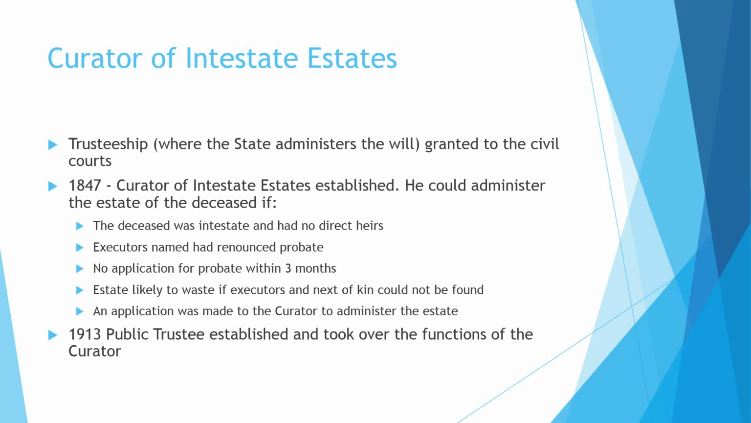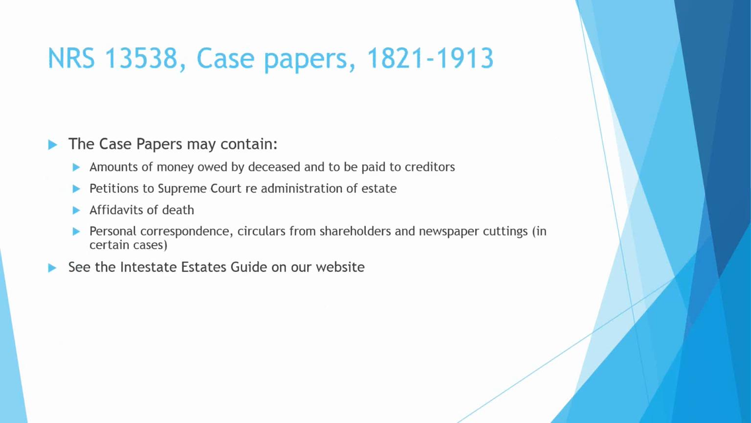If the executors had renounced probate, so for some reason they weren't going to do it. If no one had applied for probate within 3 months, if the estate was likely to go to waste, if the executors and next of kin couldn't be found. So then they could make an application for the curator to administer that estate. In 1913, the Office of the Public Trustee was established, and that office took over the functions of the Curator of Intestate Estates. And now they're called the Trustee and Guardian in New South Wales.